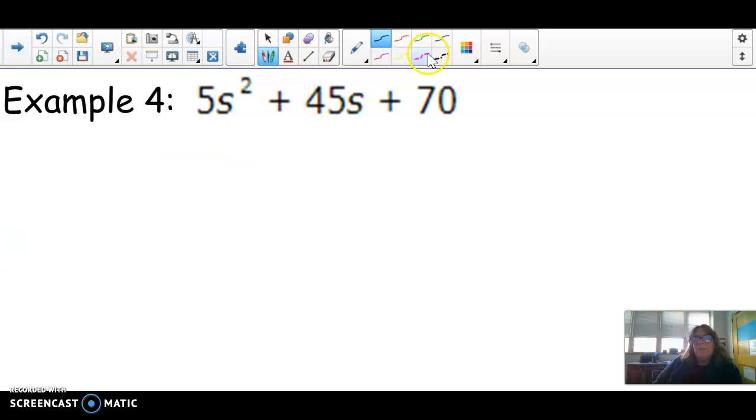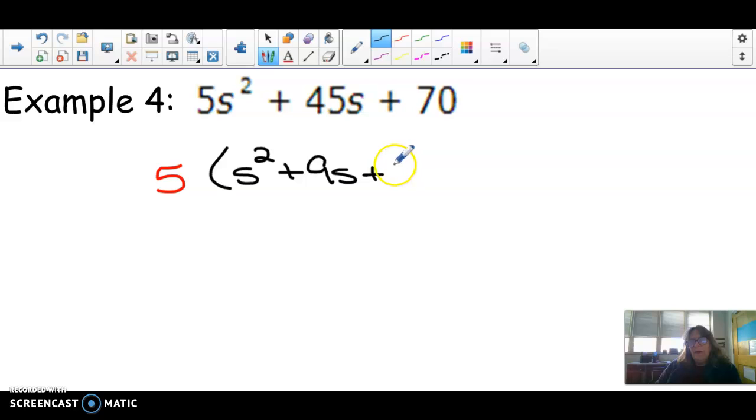Look to see if we have a GCF. Guess what? We do. We have a GCF of 5. So if I factor out a 5, what I have left is s squared, 45 divided by 5 is 9s, and 70 divided by 5 gives us 14. Now it makes it easier for us to factor this one. We're going to bring down our GCF, and we're going to factor into two parentheses.